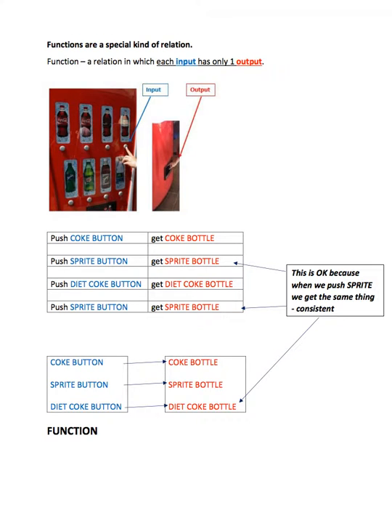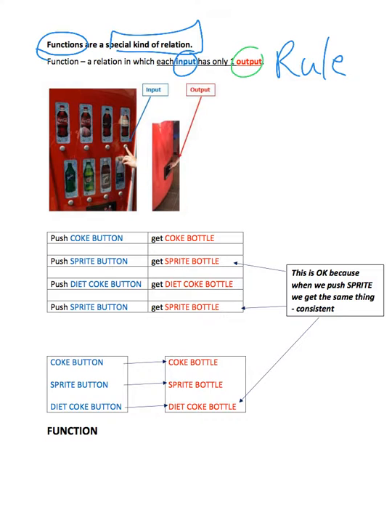This video is on functions, and a function is a special type of relation. It's a relation that has a rule. There's a rule that you have to follow for a function, and that is each input can only have one output. So think of a Coke machine.